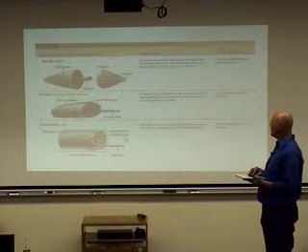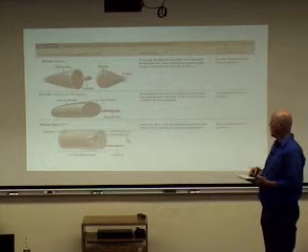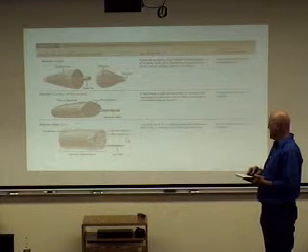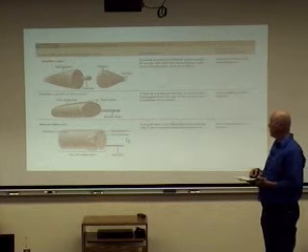Another key word here is sarcolemma. Sarcolemma is another word for the membrane of the muscle cell. Remember, all cells are enclosed by a membrane.